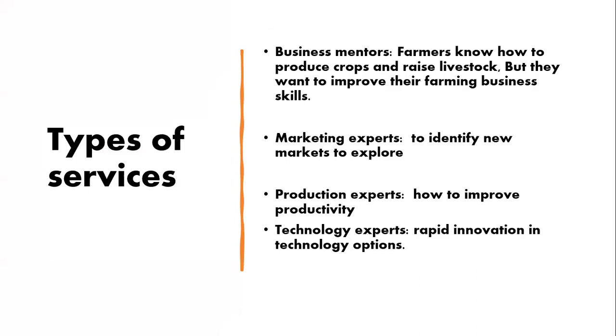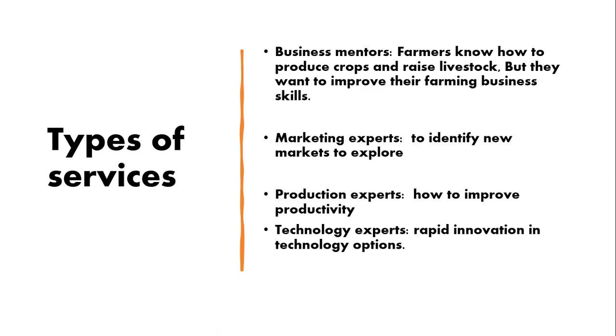One is business mentor. That extension service provider, or rural business, what is called floristic extension service provider, can be a business mentor. Farmers know how to produce crops or raise livestock, but they want to improve their farming business skill, because the farmer knows how to produce the crops, but he wants to improve his business skill. That is why he needs a business mentor, the extension person who can be a business mentor for the farmer.